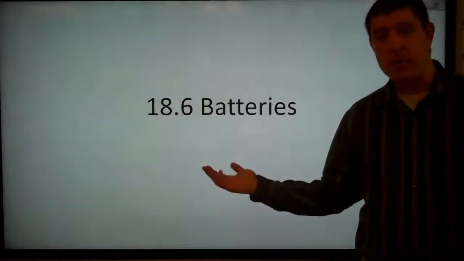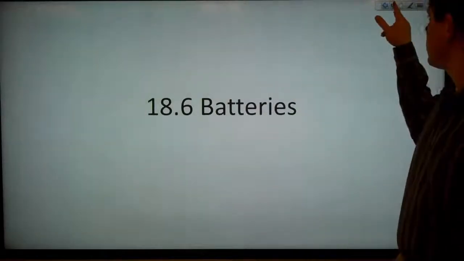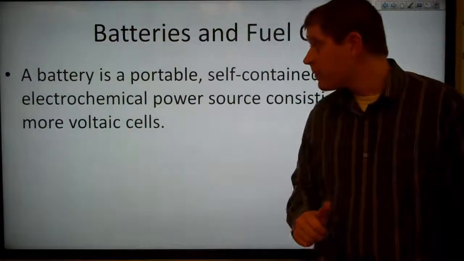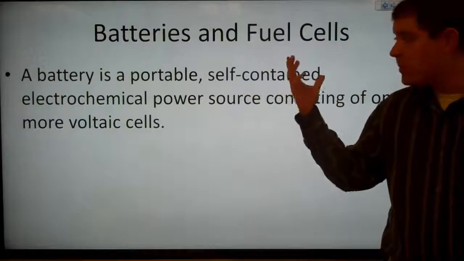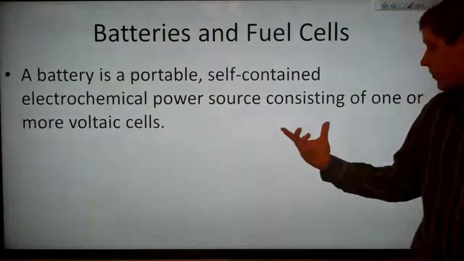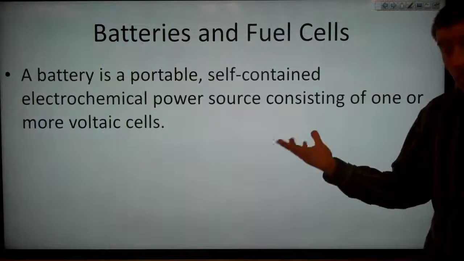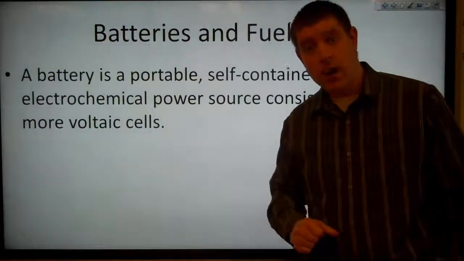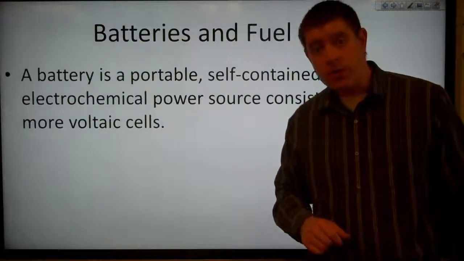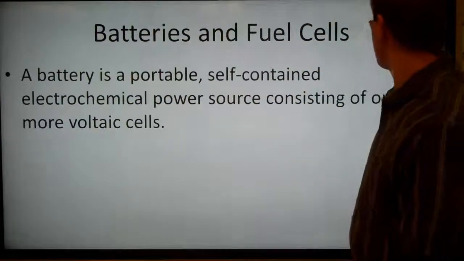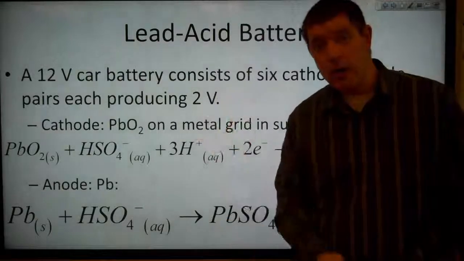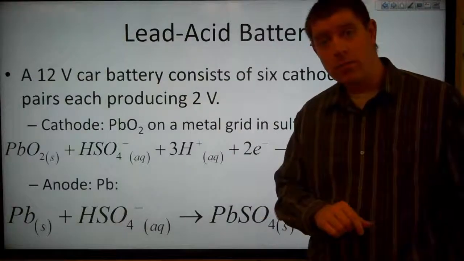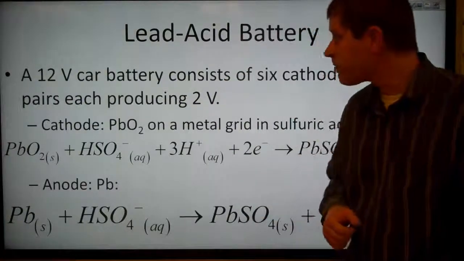Welcome to batteries. We've already talked about redox reactions, and batteries involve just another redox reaction. So a battery is a portable, self-contained electrochemical power source consisting of one or more voltaic cells. Remember, the voltaic cells just operate on redox reactions. So a battery is just one or more redox reactions occurring in order to give us energy that we can then use to power some device.